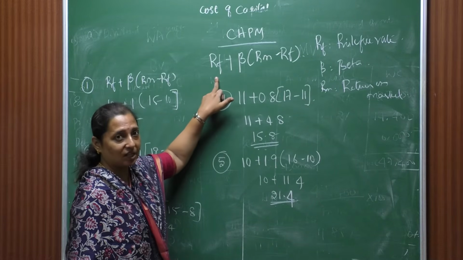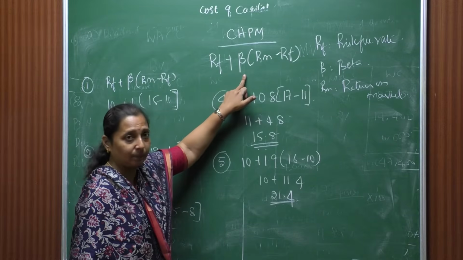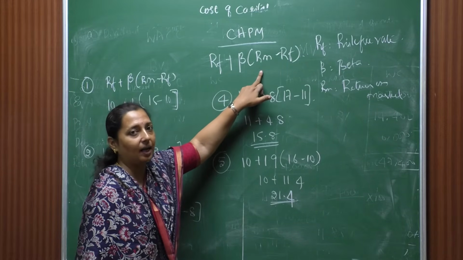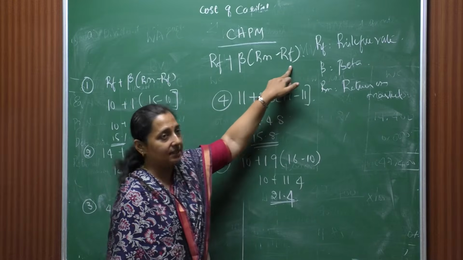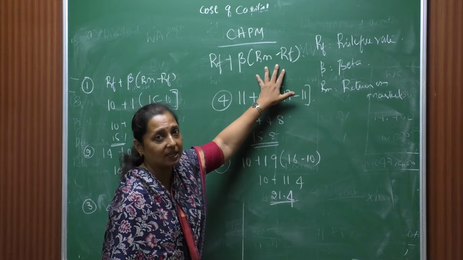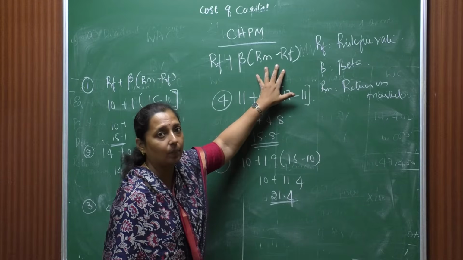So RF stands for risk free rate, plus beta, the combination of company return as well as market return, times RM, which stands for return on market, minus RF. This is the factor which explains the concept of CAPM, that is, to find out the combination of risk and return.